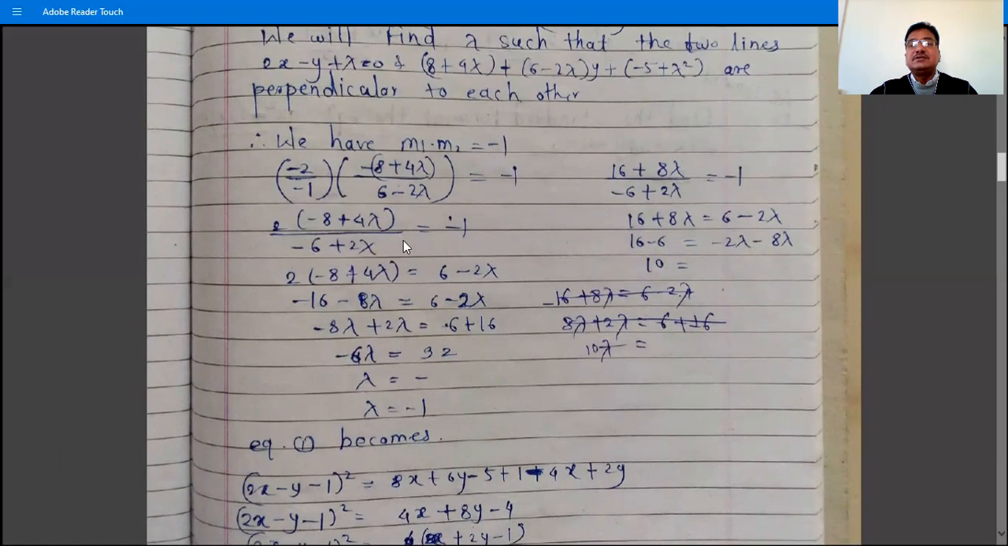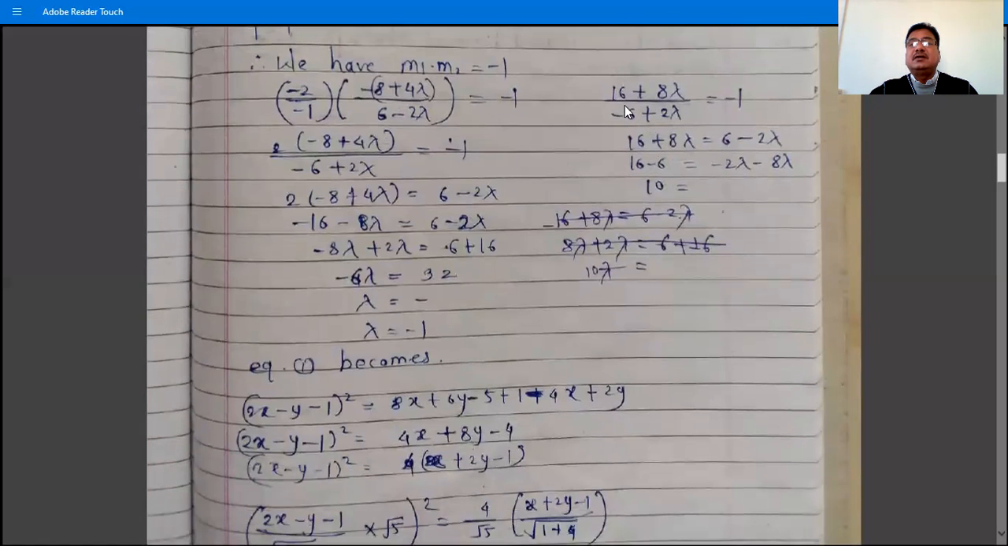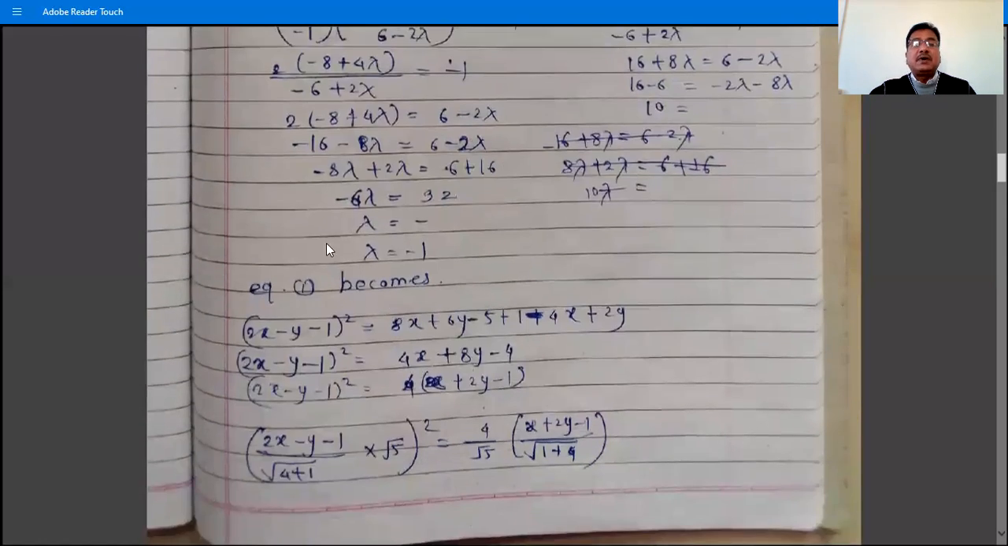So, with very simple simplification, multiply by minus 1 to the numerator and denominator. We have this, and then shift the denominator quantity to the RHS. We have lambda is minus 1. The answer for lambda is minus 1.